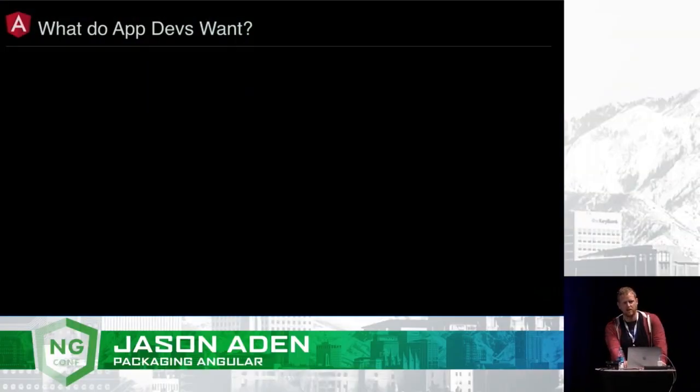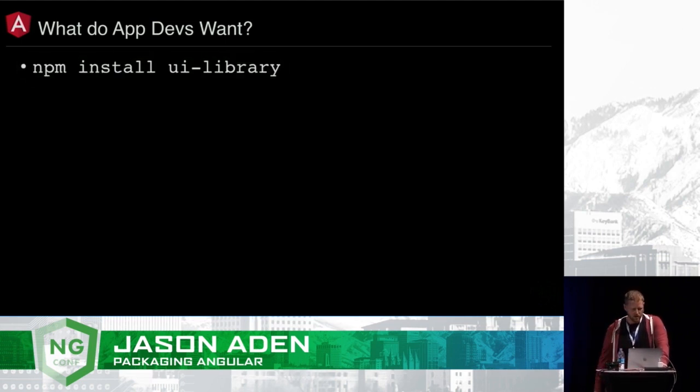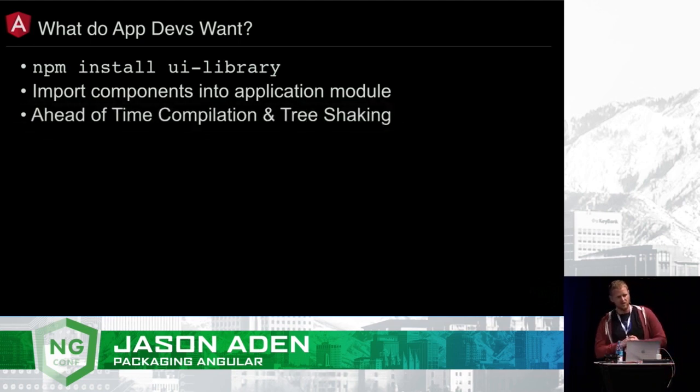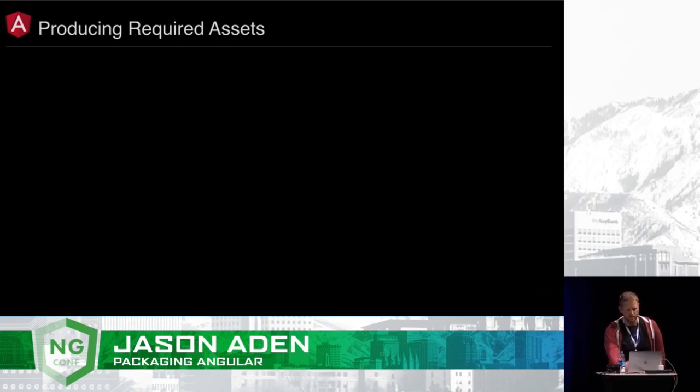Let's start with what do application developers want out of a library? An application developer would like to be able to npm install your library and then import your components into his application module. And when he goes to build his application, the application developer would like, ideally, to be able to run ahead of time compilation and get an optimized bundle for their app that also supports tree shaking. So how do we produce the required assets?